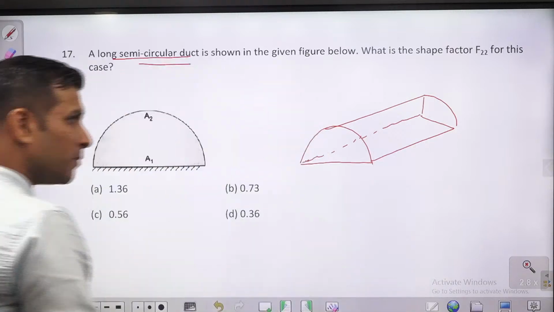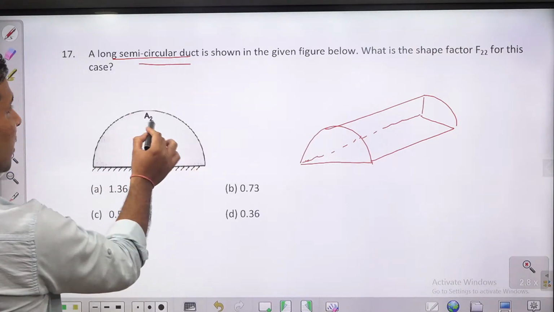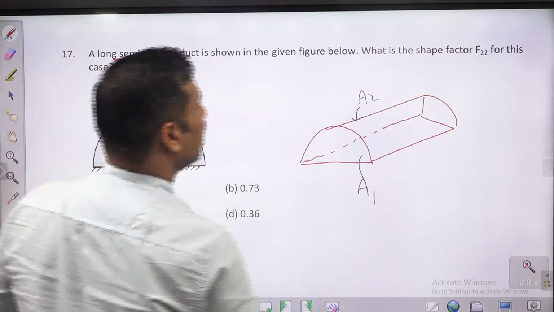Something like this. So this is a duct, something like this. There is a long circular duct shown in the figure. This upper surface is A2. Upper surface क्या है? A2 है. और जो bottom वाला surface है, this is A1.